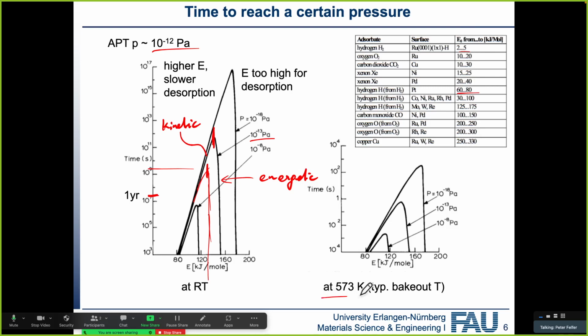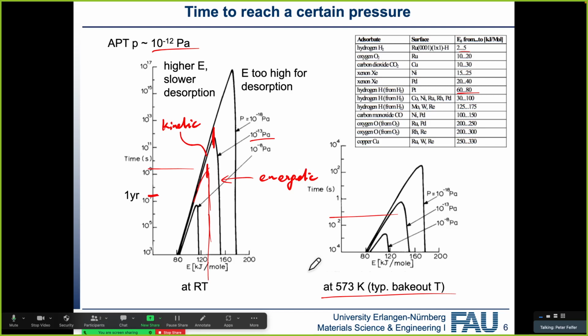So what happens now if we go to elevated temperature? Here we've got 573 Kelvin, which would be a typical bakeout temperature. And there you can see that even for the pressures that we're looking at, the desorption times are more in the minutes rather than the hours or years. What that means is that you don't need to bake your system.